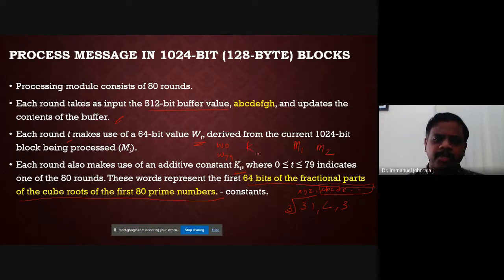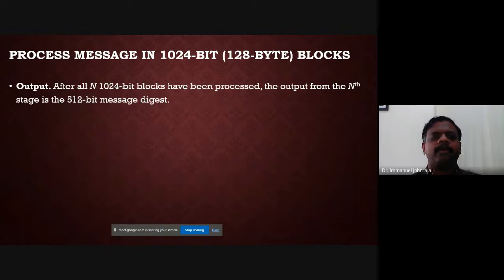All right, every processing round takes two things: one is W, the other one is K. Wt and Kt are the values given at the t-th round to your function. All right, what's the output? After all N blocks are processed, the output of the Nth block is the 512-bit digest, which is available in the buffer.